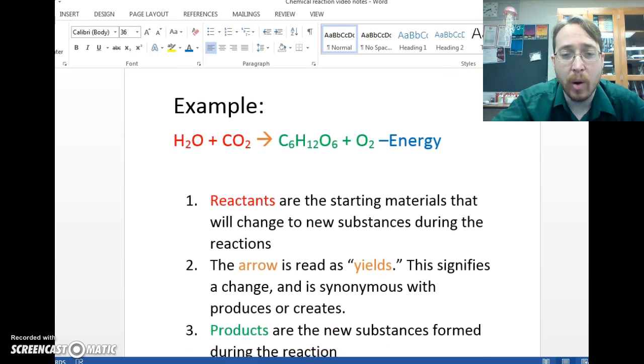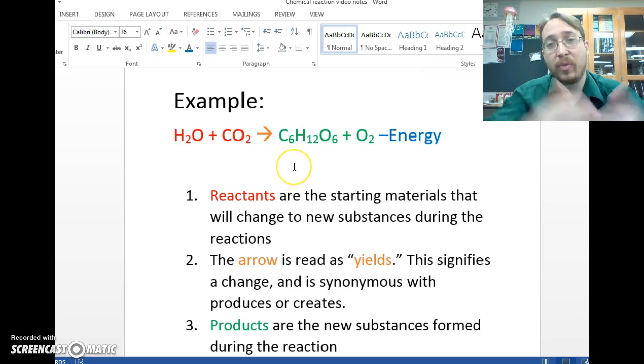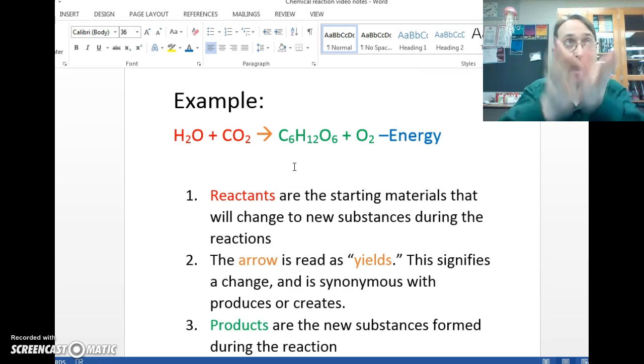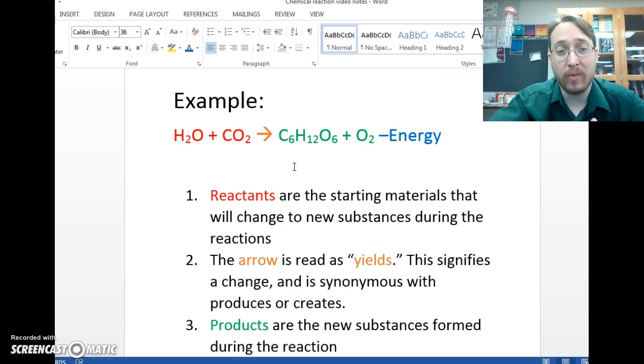So then we come to the next part, which is the things that come after that, products. So products are the new substances formed during the reaction. So you start with your reactants, water and carbon dioxide, yield glucose and oxygen. So at the end, the universe gets glucose, the universe gets oxygen. There's now glucose and oxygen where there wasn't glucose and oxygen before. We've got less water and carbon dioxide because we had to take that away from the environment, and then we used it to create glucose and oxygen, which we're now giving to the environment.